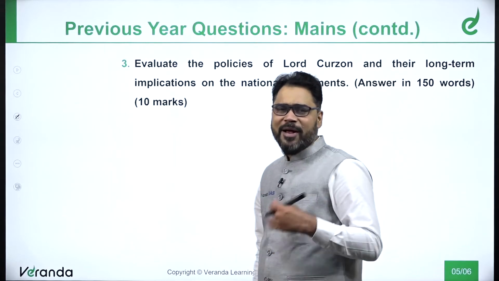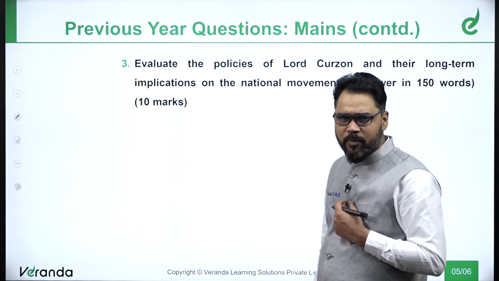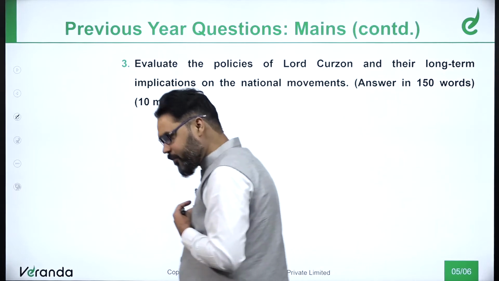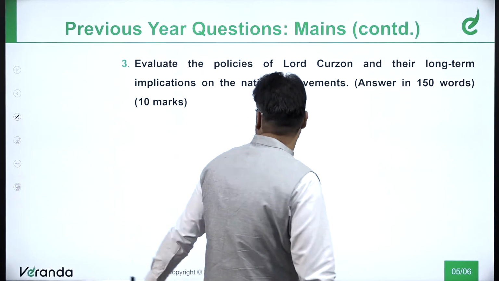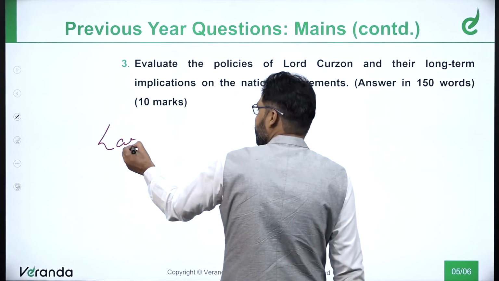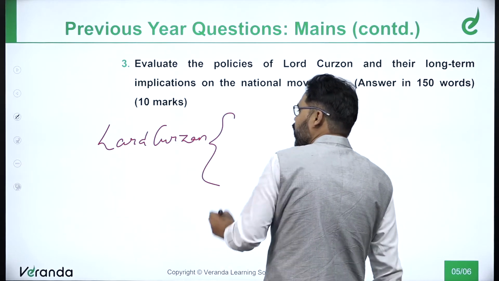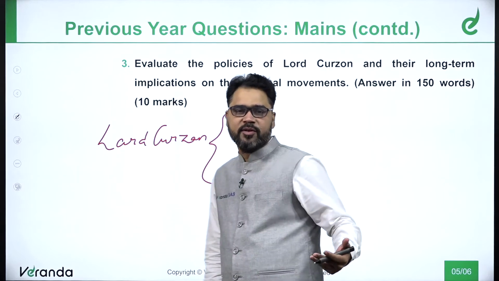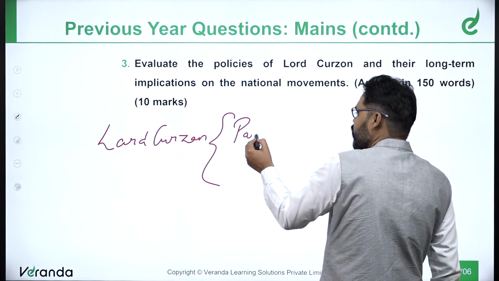Next one, evaluate the policies of Lord Curzon and their long-term implications on the national movement. Answer in 150 words, again 10 marks. See, policies of Lord Curzon. Now we all know Lord Curzon. There were various policies, okay? Lord Curzon came up with the most important, most prominent ones.